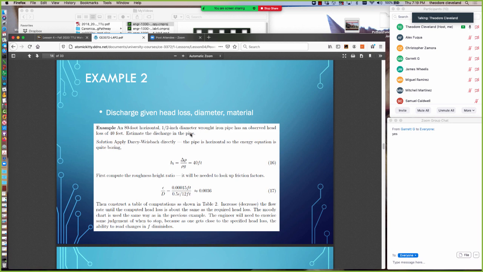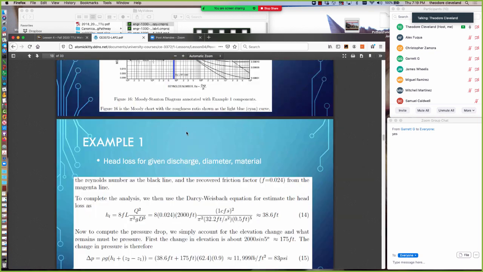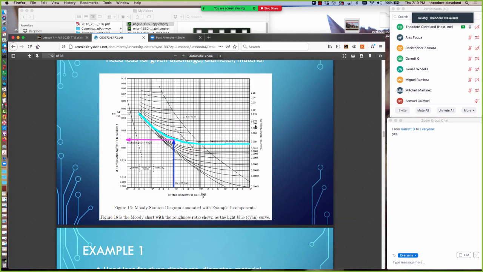So first we would compute the roughness height ratio, which we would use ultimately to look up friction factors. In this case, the roughness height ratio works out to be 0.0036. That's going to choose a line on the Moody chart. Go back up to this one because it's closer. 0.0036, so the line's going to be somewhere in here. That curve is not directly plotted, but we certainly can visually interpolate the line.